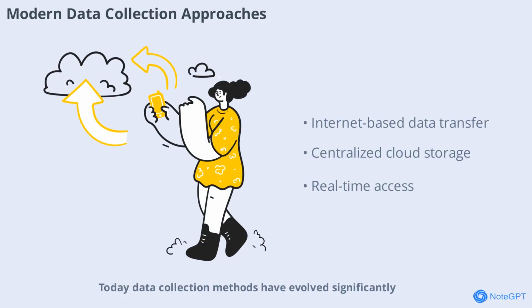Today, data collection methods have evolved significantly. IoT devices now often communicate directly over the internet, sending their data to cloud-based storage or enterprise data centers. This shift allows for real-time data access, improved scalability, and centralized management. Cloud platforms can aggregate data from countless devices, making it easier to analyze trends, generate insights, and automate responses. This modern approach is essential for supporting the massive scale of today's IoT deployments.